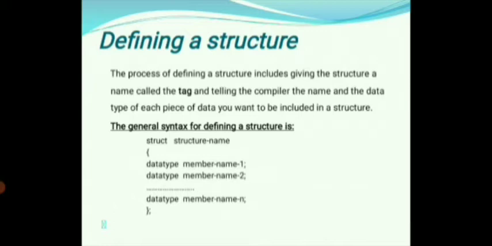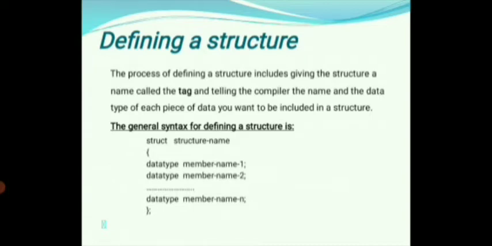First let me explain the general syntax for defining a structure. The process of defining a structure includes giving the structure a name, which we call a tag. That tells the compiler the name and the data type of each piece of data you want included in this structure. The general form consists first of struct. Struct is a keyword. As you already know, keywords are reserved words whose meaning can't be changed. So struct is one keyword.